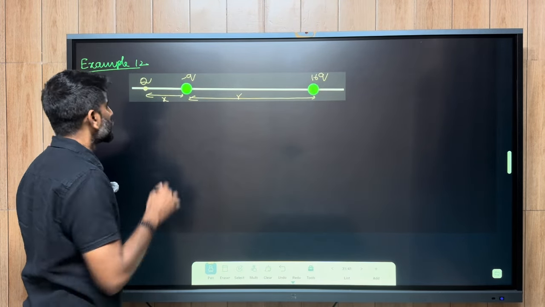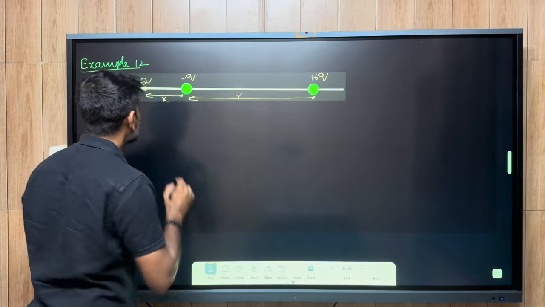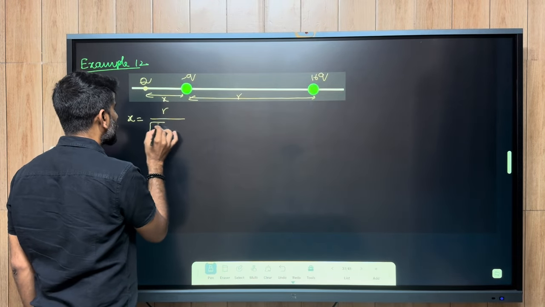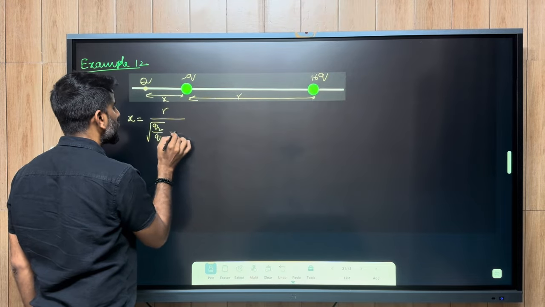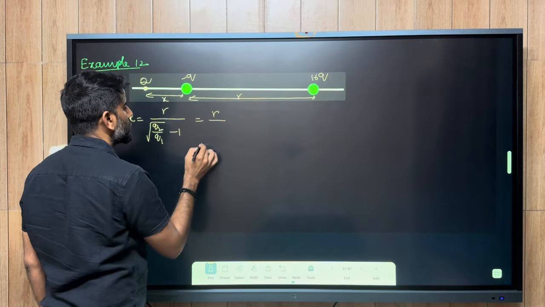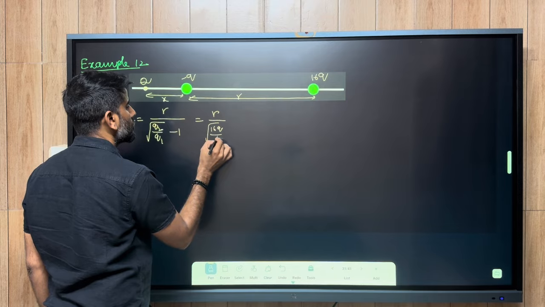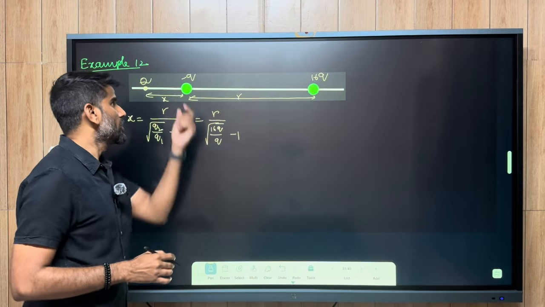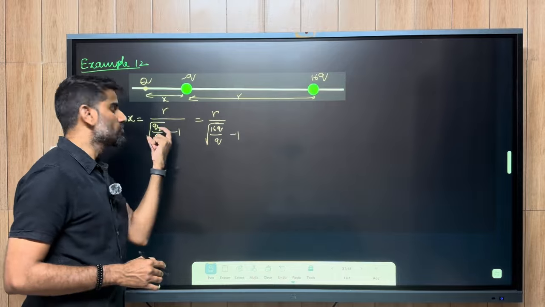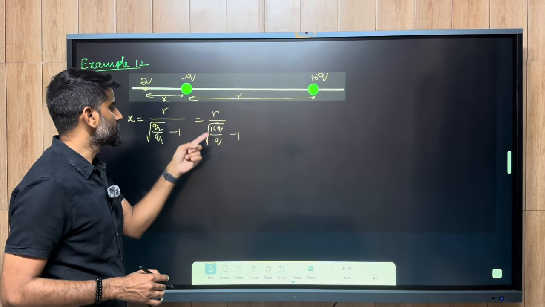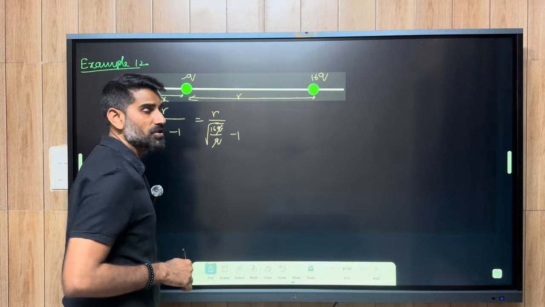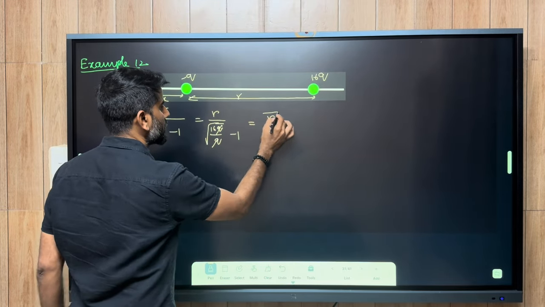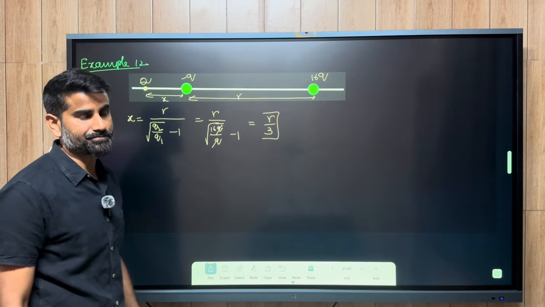Okay, so to find this x value I am directly using the formula. x is equal to r by root over q2 by q1 minus 1, which is r by root over 16q by q minus 1. As I have already told you, this q2 and q1, even though negative charges are given, we need to use the magnitudes only. Root over 16 is 4, 4 minus 1 is 3, so I am getting the equilibrium position as r by 3. So the first result has been obtained.